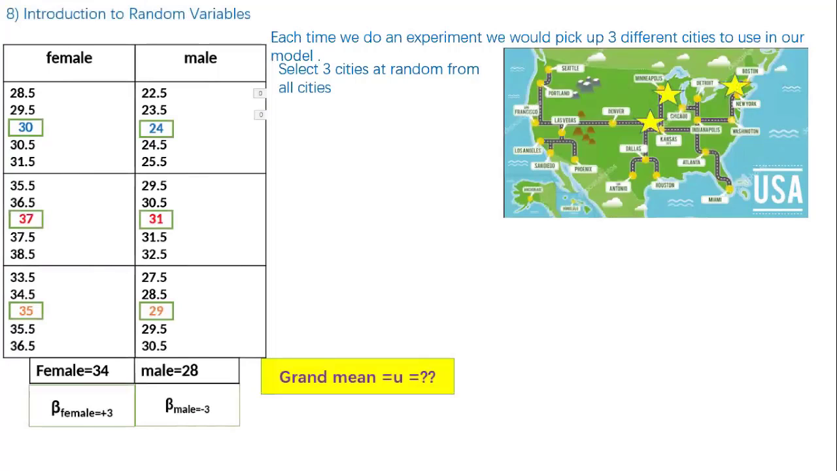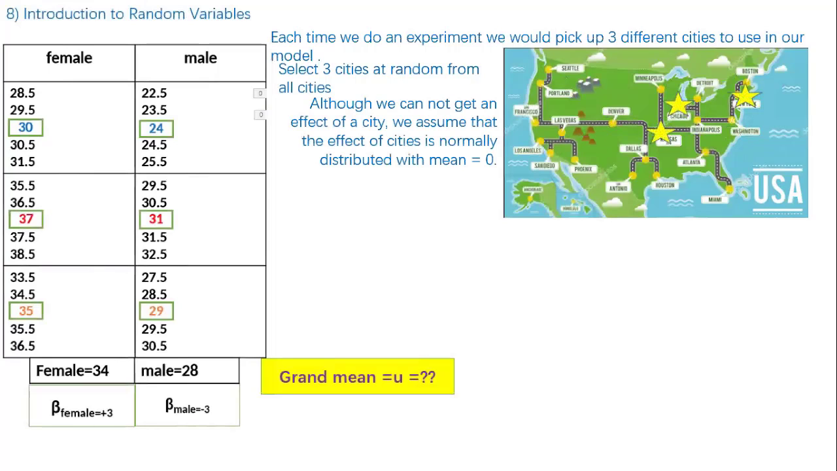Just look at this map. 3 cities, another 3 cities. So although we cannot get an effect of the city, we assume the effect of city is normally distributed with mean equal to 0.